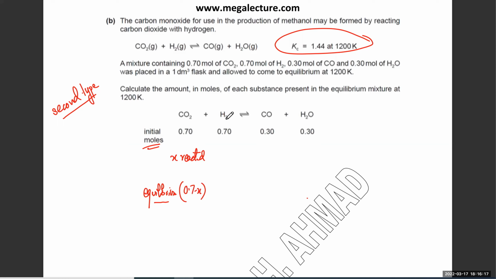Achha, or it's 1:1. So if X of these are reacting, so X of H2 would also react, right? So iske equilibrium pe moles kitne honge? It's going to be 0.7 minus X. But I'm doing exactly the same thing, except I'm just using X now. Theek hai? Pehle mein I had a value, now I don't have a value.